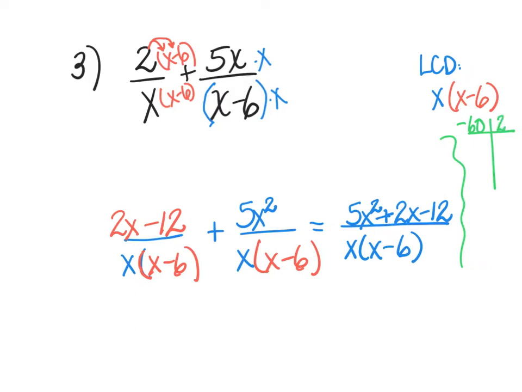So my factors would be 1 and 60, 2 and 30, 3 and 20, 4 and 15, 6 and 10. None of those give me a positive 2 as a difference. So that's good news. That means that is my final answer. 5x squared plus 2x minus 12 over x times x minus 6.